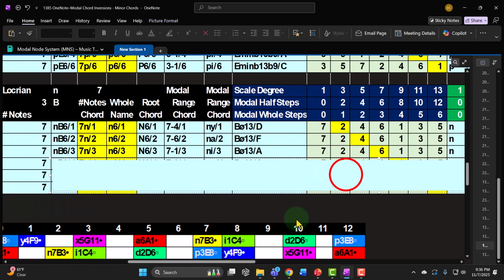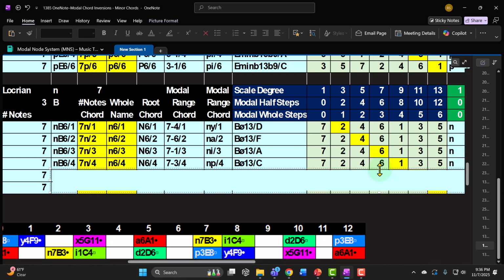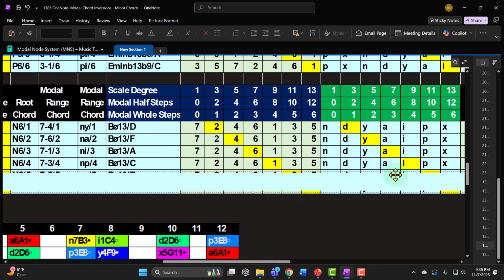Then we have a fourth inversion, which would be B half diminished 13/C, because if we go 4 modal whole steps up, that's going to be the Ionian node, which in the collection of notes around the key of C happens to be a C. I'd rather call it a 7in/4 or in6/4, meaning 7-note Locrian chord fourth inversion, or Locrian 6 modal whole step fourth inversion, meaning go 4 modal whole steps up, boom, landing on the Ionian, making it the lowest note or point of inversion.